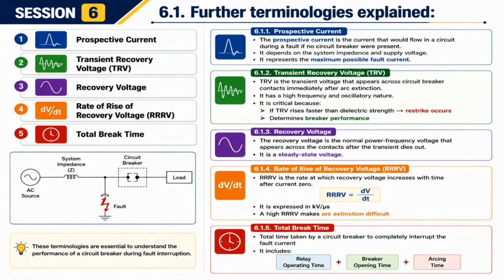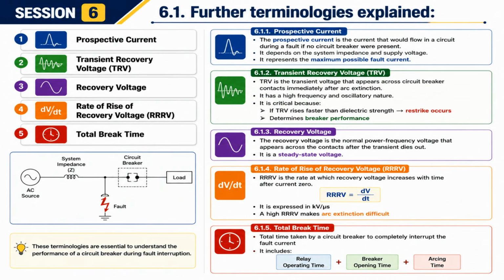Session 6. Further terminologies explained, pointwise. 1. Prospective current. Prospective current is the maximum fault current that can flow in a circuit. It is the current that would flow if no circuit breaker were installed. It depends on the system voltage and impedance.